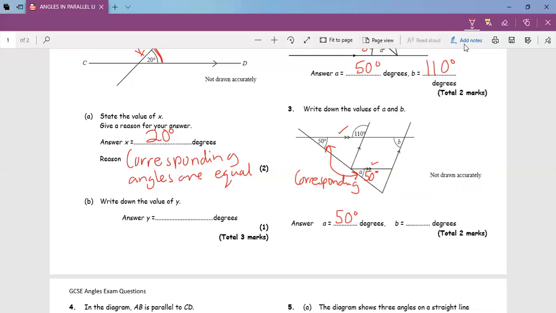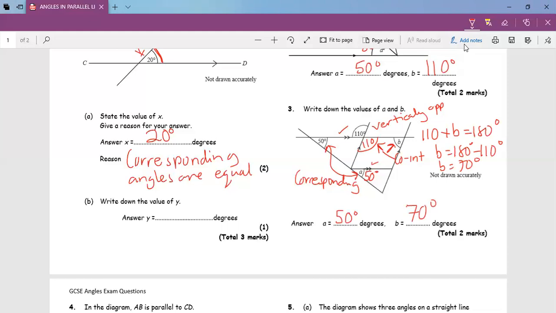Now, B doesn't have a close relationship, but however, if I bring 110 inside here using vertically opposite angle, then 110 will be co-interior with B. And we know co-interior angles add up to 180. So this one and this B will be co-interior, and co-interior add to 180. So when I subtract, I get my B as 70 degrees. My B will be 70 degrees.